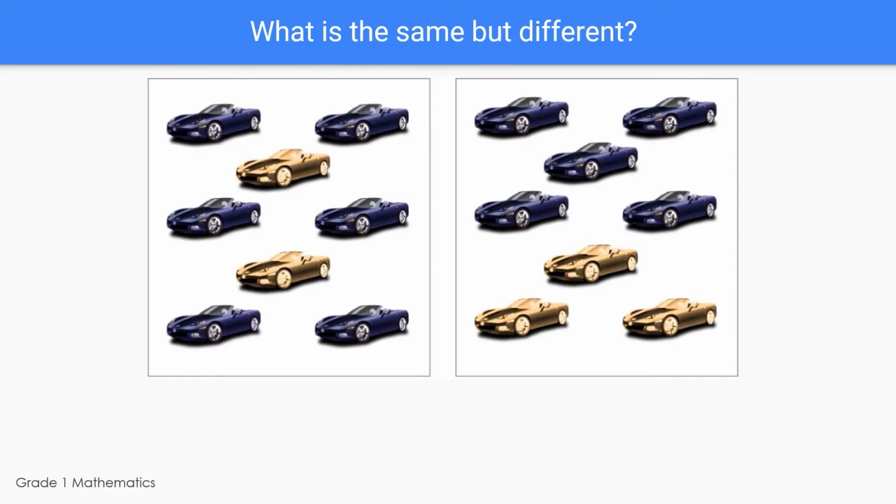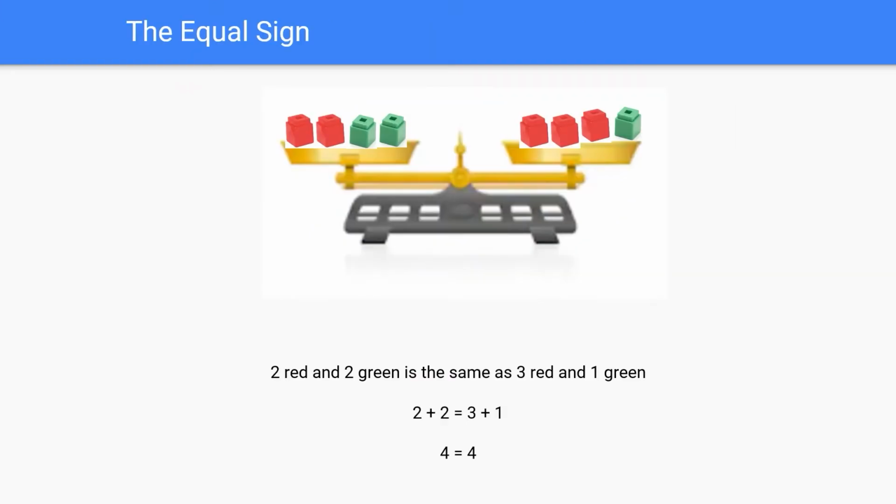Let's first remind ourselves of what the equal sign means. When looking at this scale, we can see that 2 red cubes and 2 green cubes is the same or equal to 3 red and 1 green. We know this because 2 red cubes and 2 green cubes is equal to 4 cubes, and 3 red cubes and 1 green cube is equal to 4 cubes. And we know that 4 cubes is the same as 4 cubes. The equal sign means the same as.